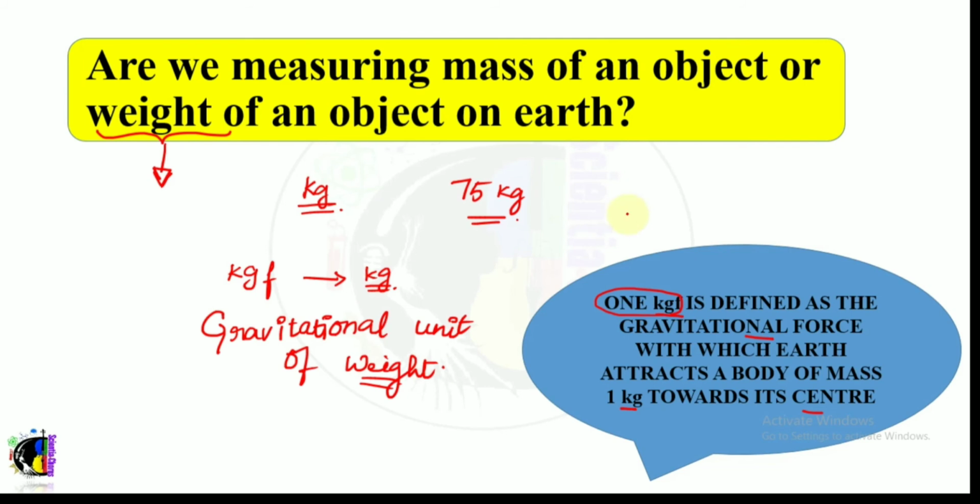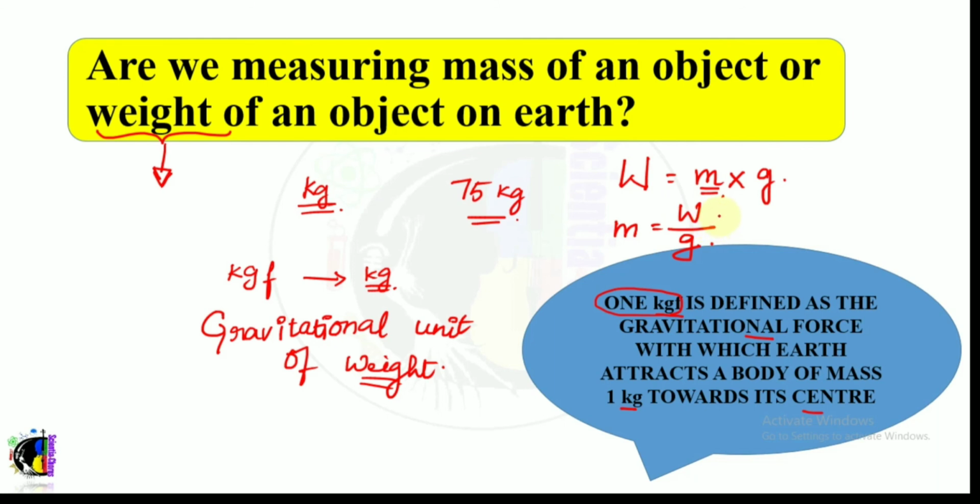So we are measuring the weight of an object on the Earth. And if you want to find out the mass of an object, if you have the value of weight, we know that weight is equal to mass into acceleration due to gravity. This is the formula. Now if you know the value of weight and want to find the mass, mass is equal to weight divided by acceleration due to gravity, so you will get the value of mass.